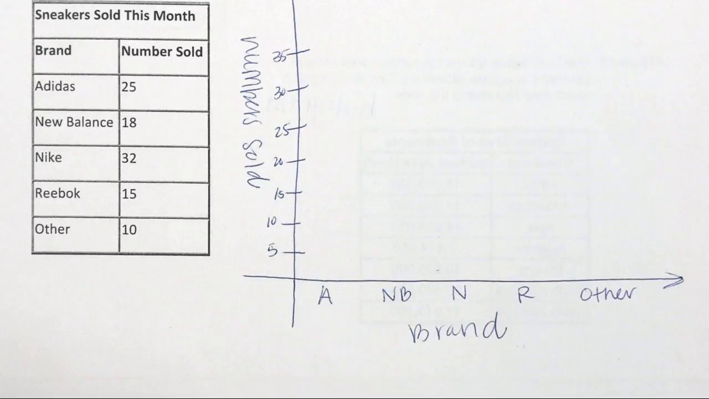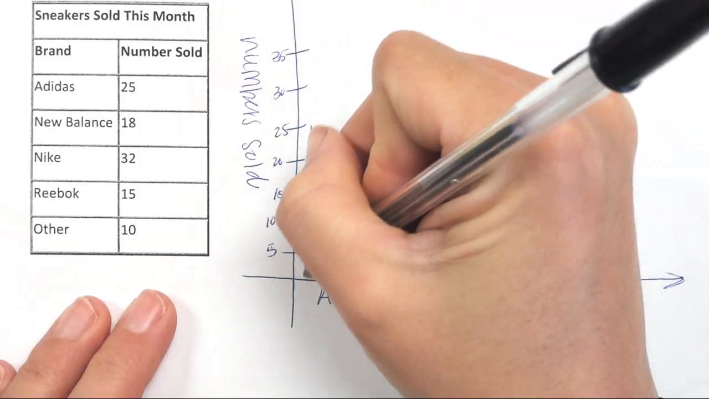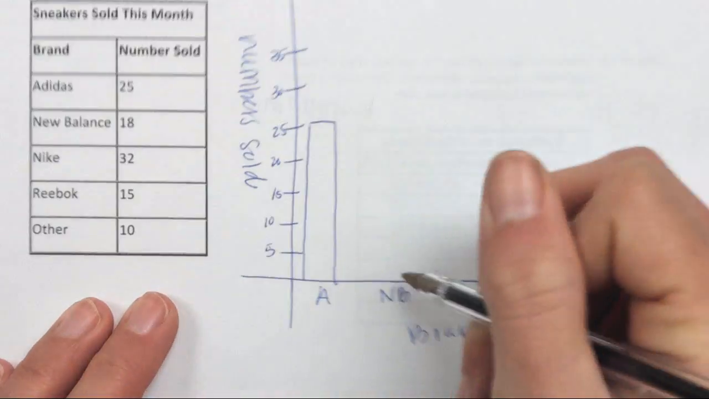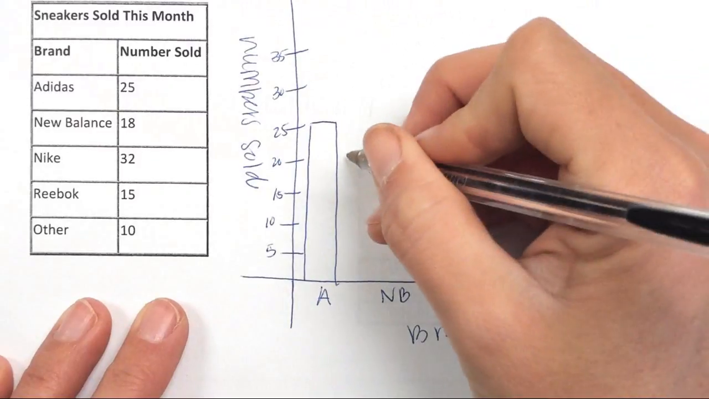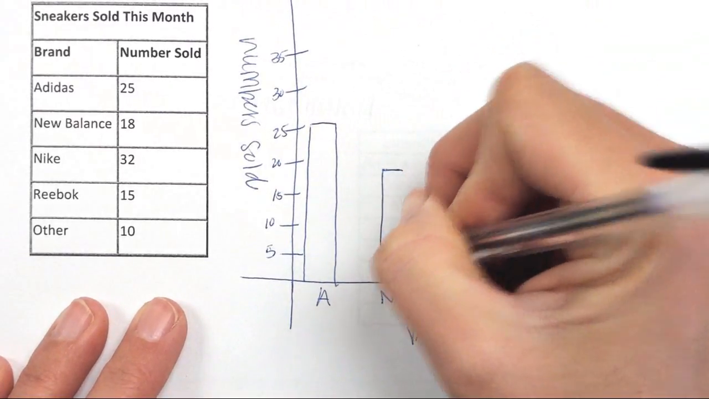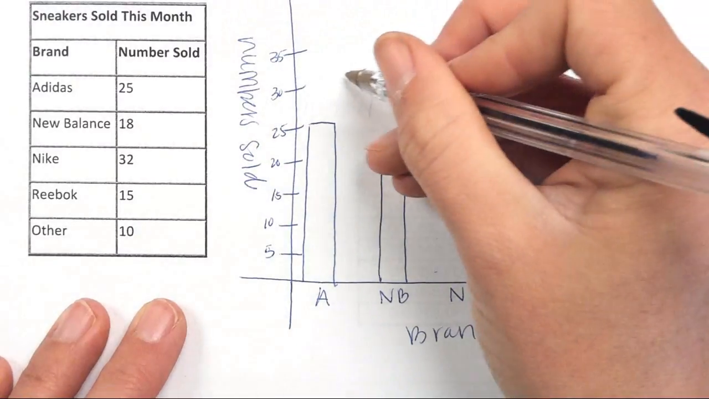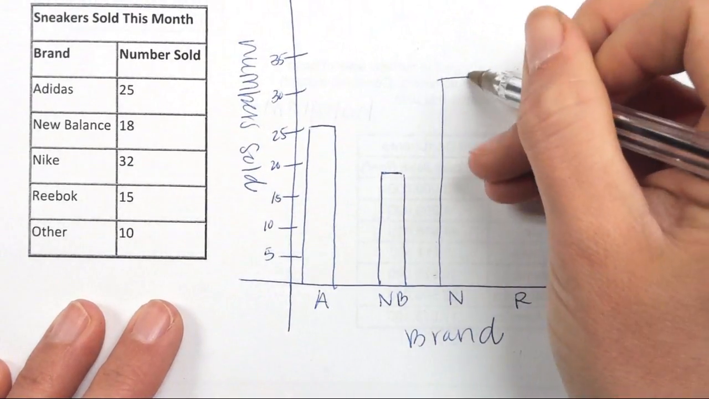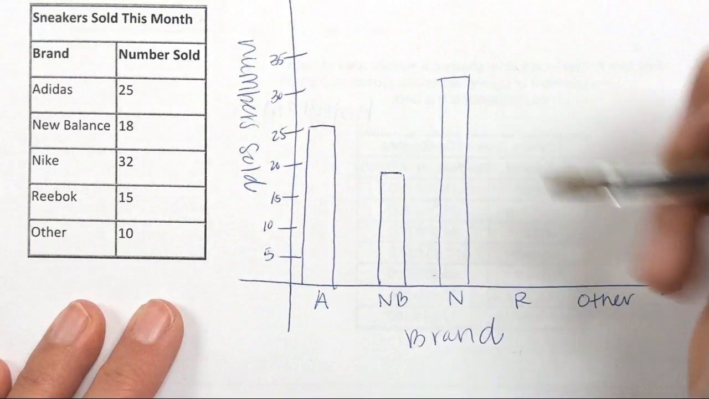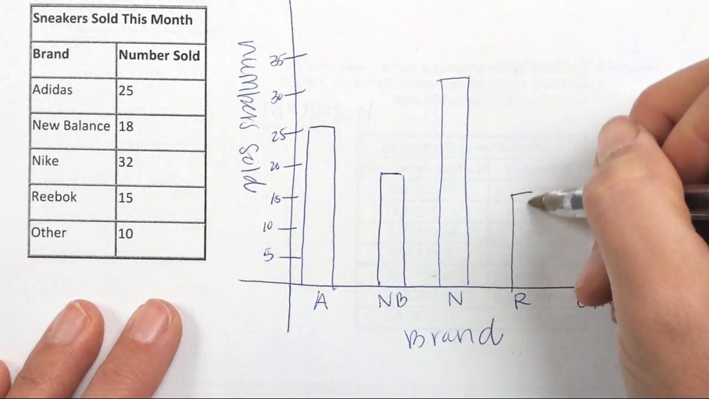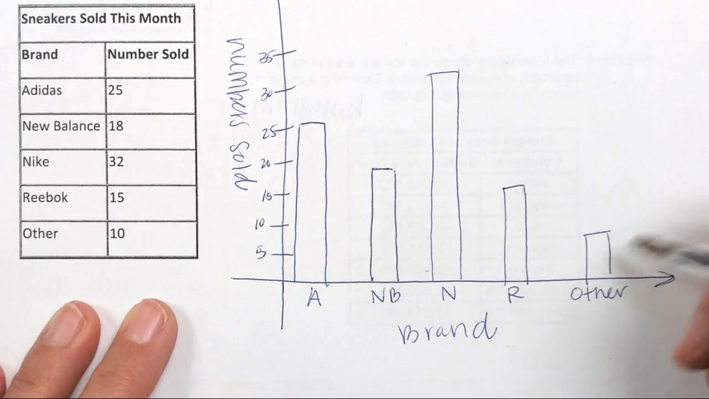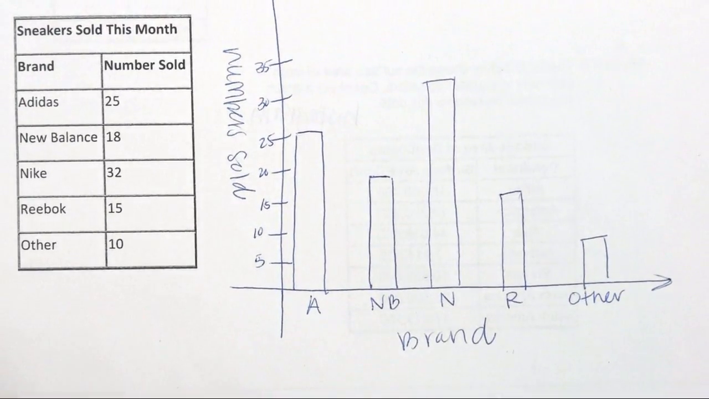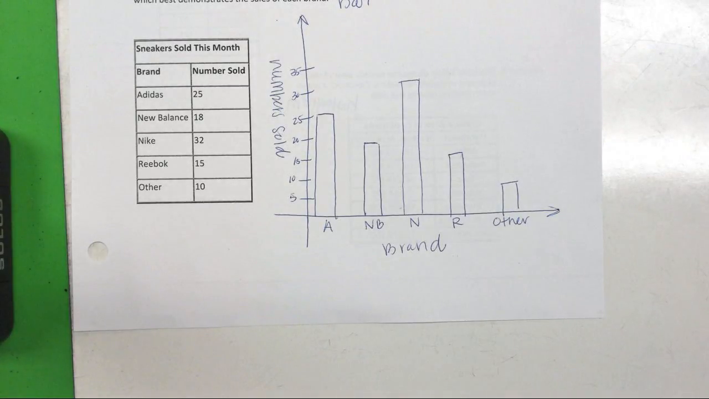Alright, do bar graphs, do I want them touching? No. So when you draw Adidas at 25, make sure it's just above the A. It's not touching NB. Go ahead and do that on your own. And could I have done this horizontally? Yes, you can. You can do a bar graph either way.